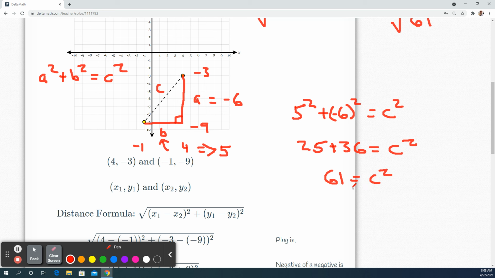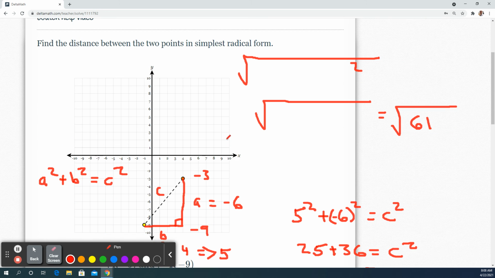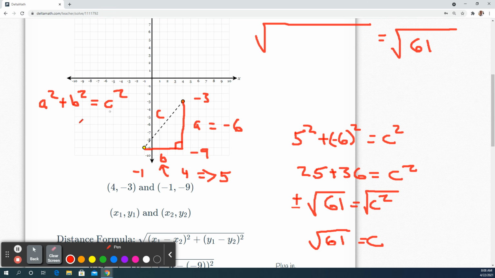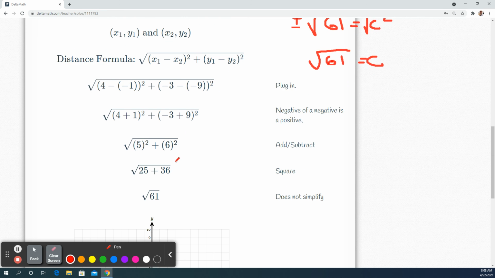And then to get it by itself, square root both sides. Don't forget the plus and minus in my book. Since this is distance, it's always positive. Square root of 61 again. All right, so either method, using the Pythagorean theorem and graphing it out and doing it that way, versus the formula, which is straightforward. And at this stage of the game, this is kind of your default method. If you have to use it, you're encouraged to use the distance formula.